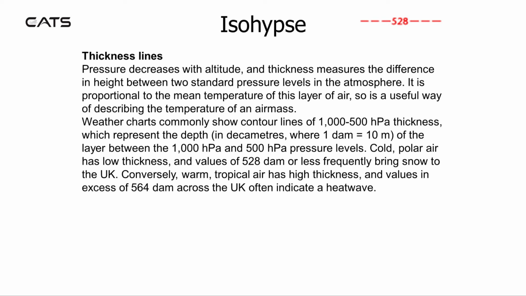Cold polar air has low thickness, and values of 528 decameters or less frequently bring snow to the UK. Conversely, warm tropical air has high thickness, and values in excess of 564 decameters across the UK often indicate a heat wave.